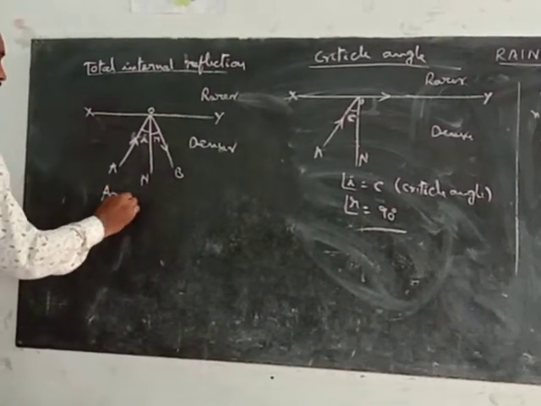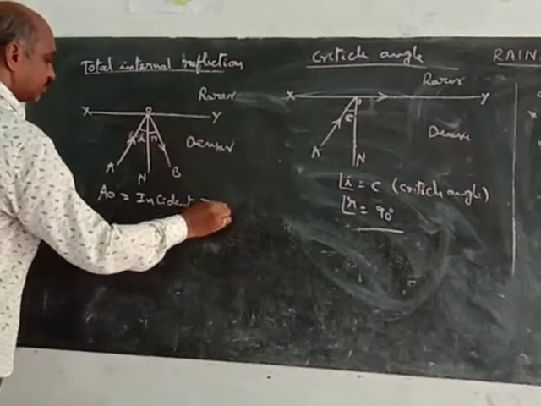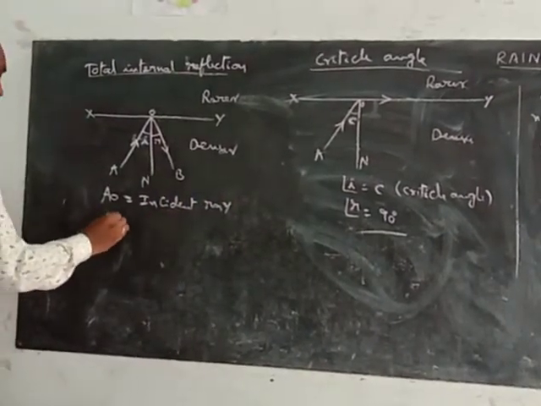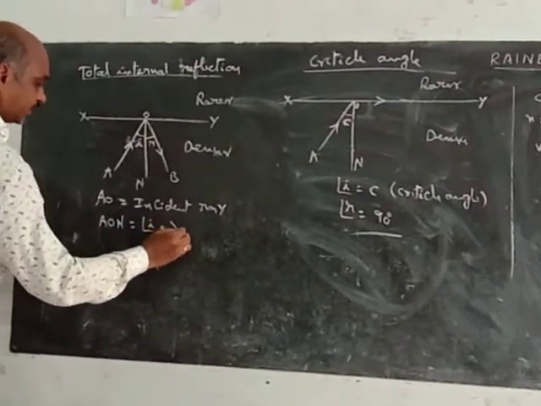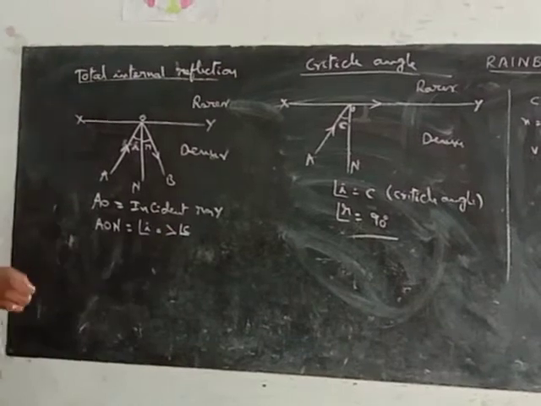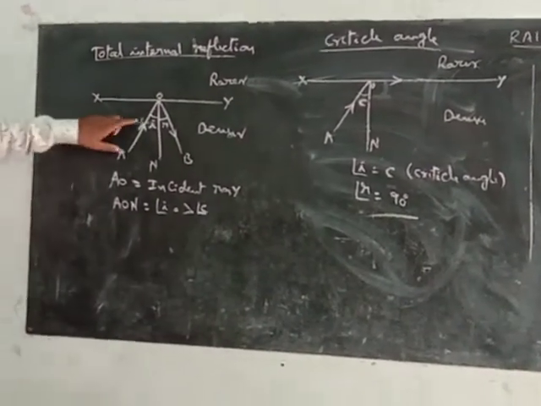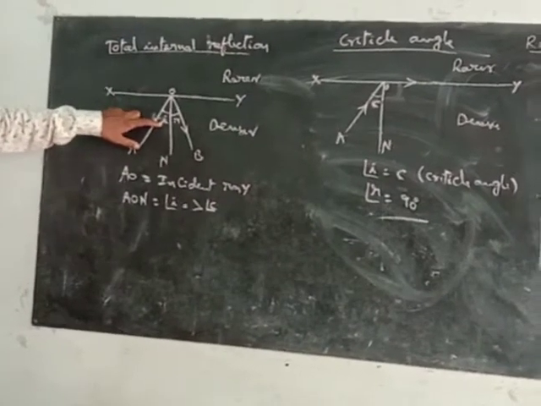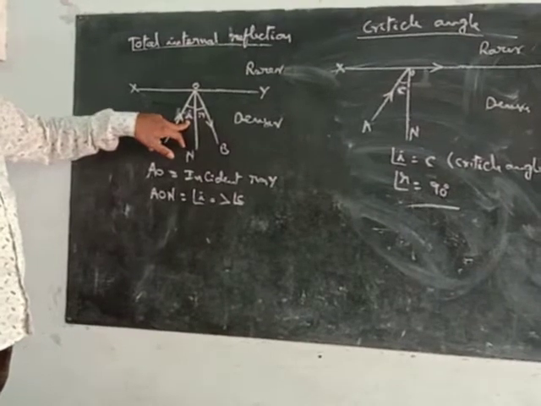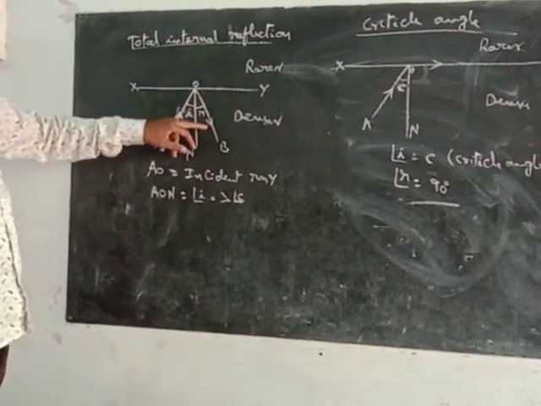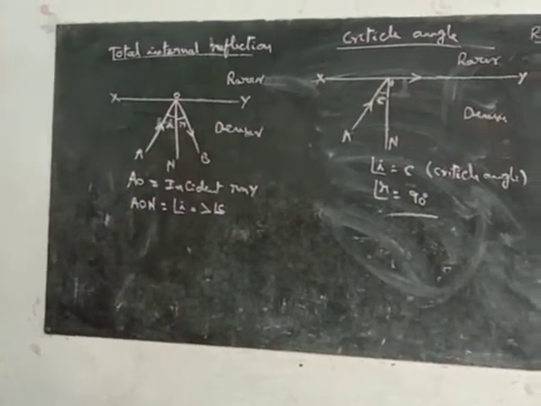Here AO is the incident ray, and angle AON is the angle of incidence, whose value is greater than the critical angle. Suppose the angle of incidence is greater than the critical angle and the light ray travels from a denser to a rarer medium, then the light ray is reflected in the same medium. This phenomenon is called total internal reflection.